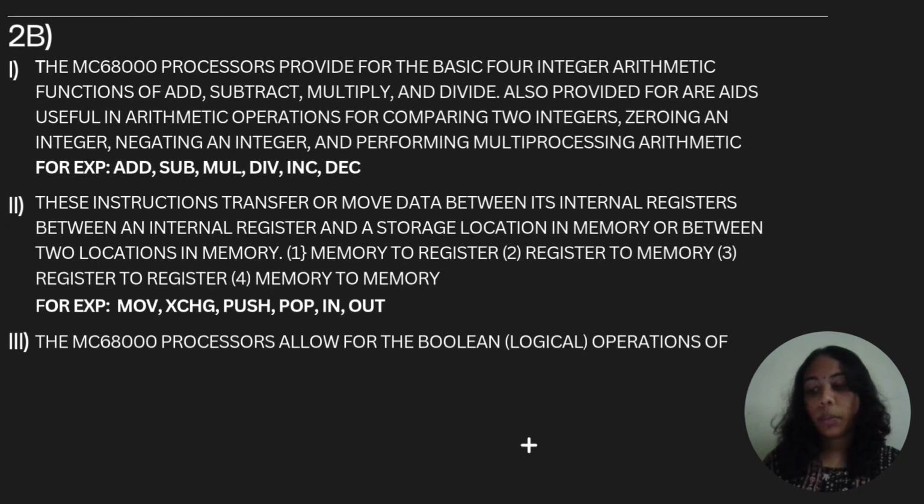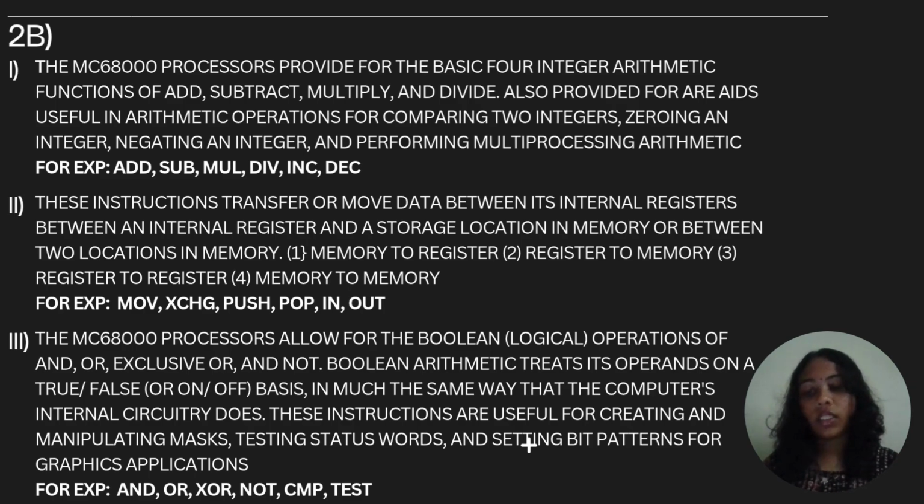Question 2. The microprocessor contains several groups of instructions designed to write source code. Discuss the group of instructions below with the related example. First, arithmetic instruction. The MC68000 processors provide for the basic four integer arithmetic function of add, subtract, multiply, and divide. And it also provides aids useful in arithmetic operation for comparing two integers, zeroing an integer, negating an integer, and performing multiprecision arithmetic. For example, add, sub, mul, div, int, and neg.